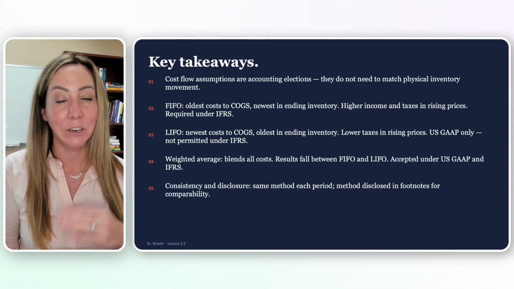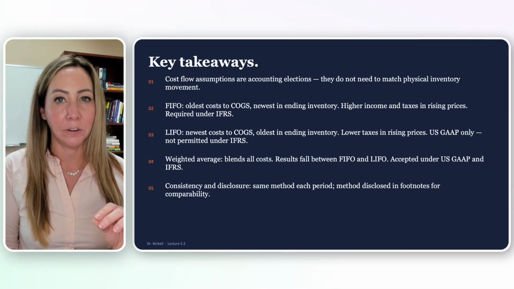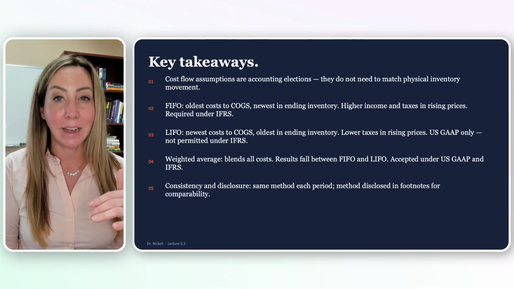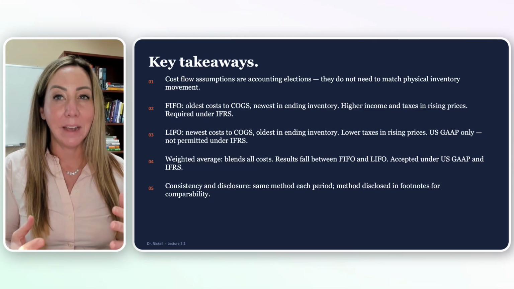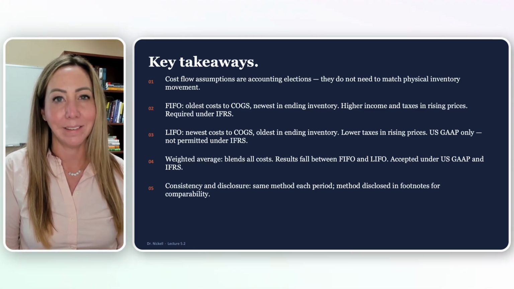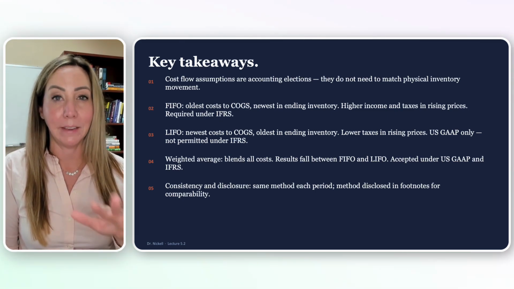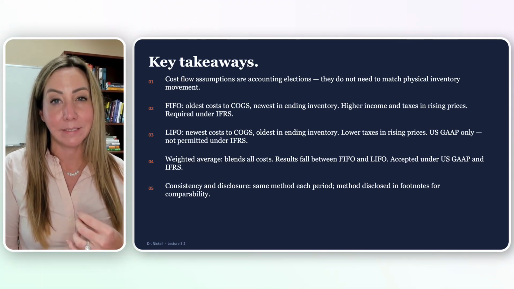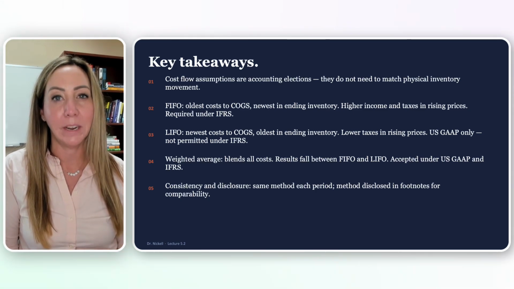FIFO results in higher income and taxes in a rising price environment and is required under IFRS. LIFO results in lower income and taxes when prices are rising and is only allowed under US GAAP. Weighted average is easiest to apply and results fall somewhere between FIFO and LIFO. Consistency and disclosure requirements prevent gaming the system. In the in-class exercises, you'll apply each method to the same data set, focus on correctly computing cost of goods sold and ending inventory under each approach.